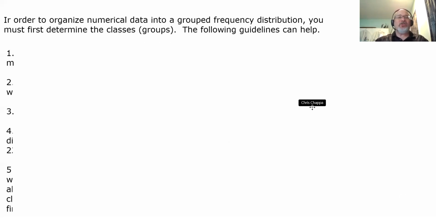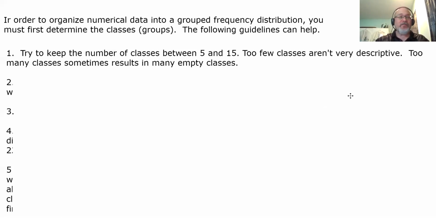In order to organize numerical data into a grouped frequency distribution, you must first determine the classes, the groups. The following guidelines can help. And don't worry, we will do an example of building classes. Number 1, try to keep the number of classes between 5 and 15. Too few classes aren't very descriptive. Too many classes sometimes results in many empty classes. Luckily, in your homework and on your test, you will be told how many classes to build, so you won't have to make this decision.